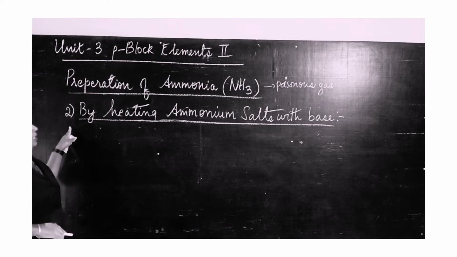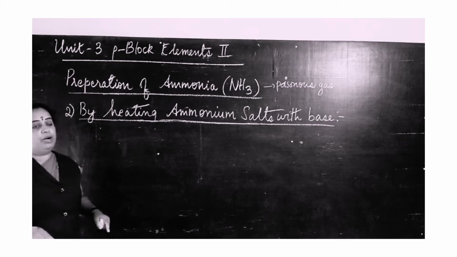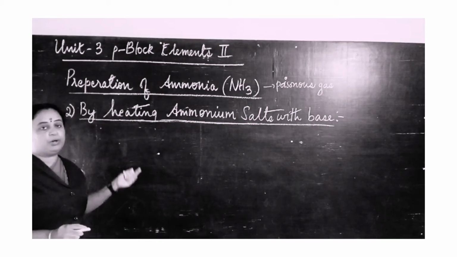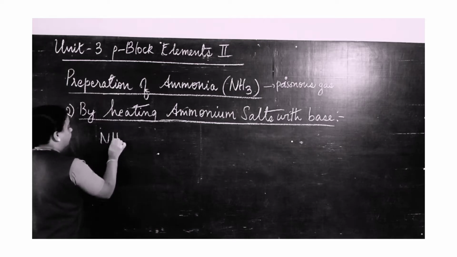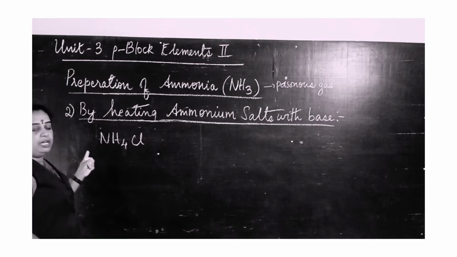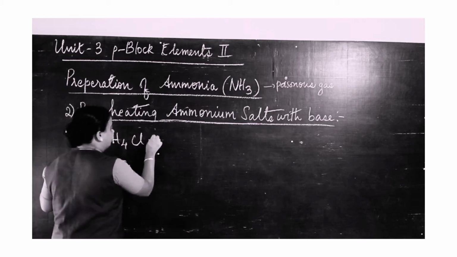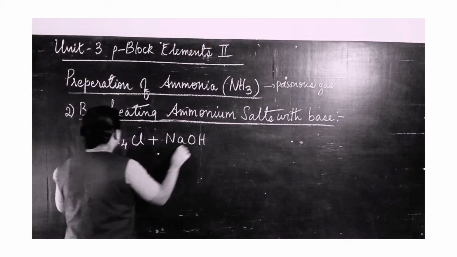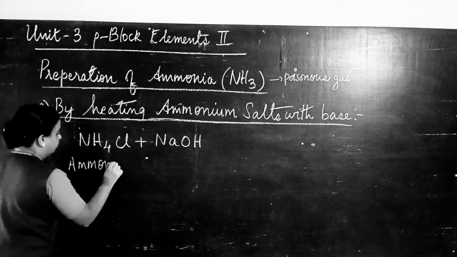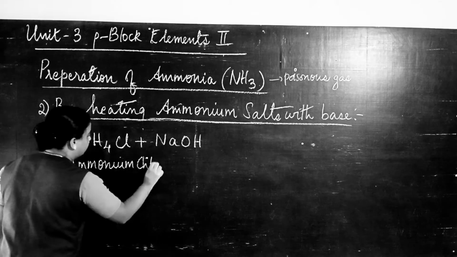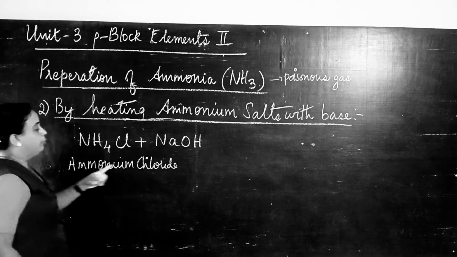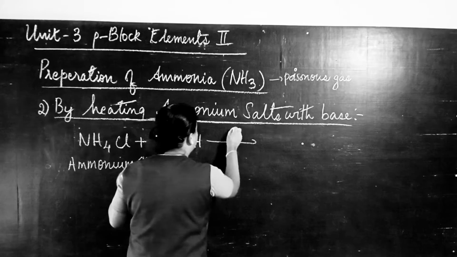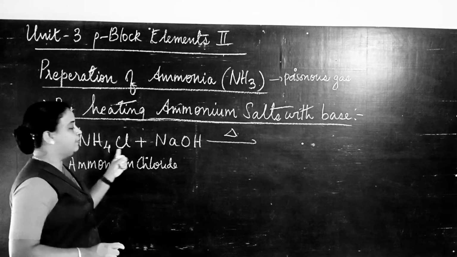The second method of preparation of ammonia is by heating an ammonium salt with a base. The ammonium salt we take here is ammonium chloride, NH4Cl. This ammonium chloride is heated with a base. We will take the common base, sodium hydroxide. So we are heating ammonium chloride with sodium hydroxide.